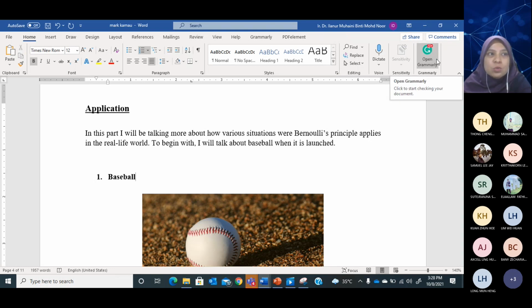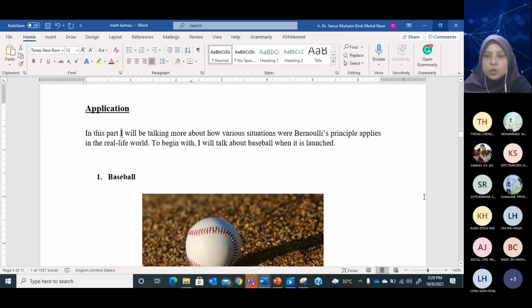So, I want you to install Grammarly. It is free software. You can copy data from Google, but you must put the citation. But you must rephrase, so that your plagiarism is not high. Okay, rephrase.